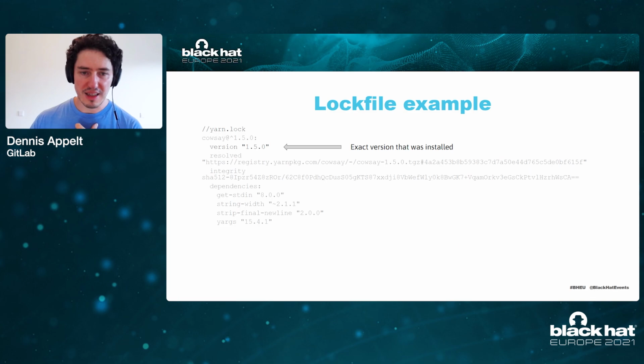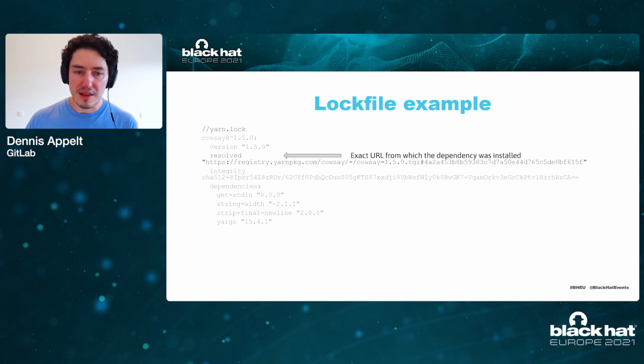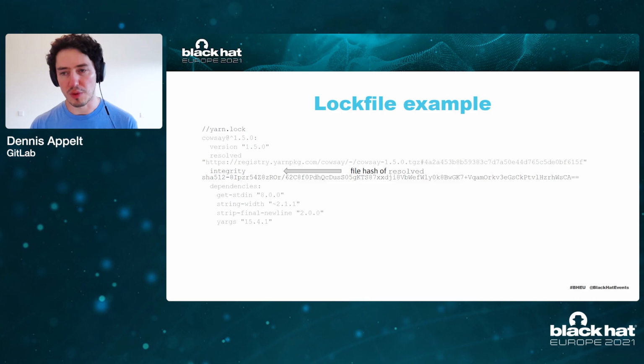In the next line, the package manager notes down which exact version the previous semantic version was resolved to. So in this case, 1.5. The next line is the exact URL from which the source files of the dependencies were downloaded. And the next line is a checksum of the files that have been downloaded from the previous URL for the purpose of integrity checks. And then the next attribute here is about all the child dependencies of cowsay, but we don't need to go through all these entries because they follow the same pattern.